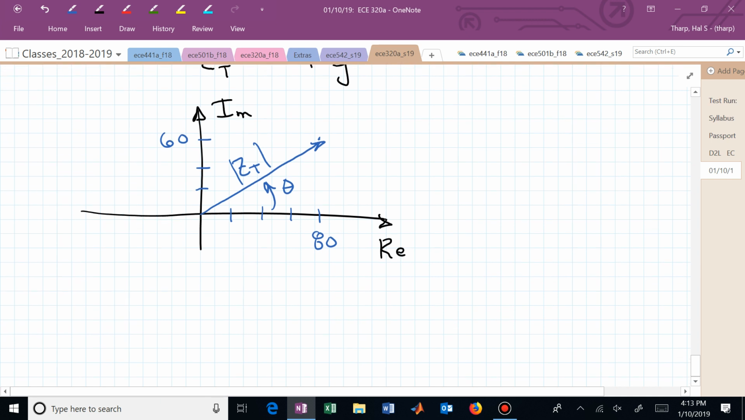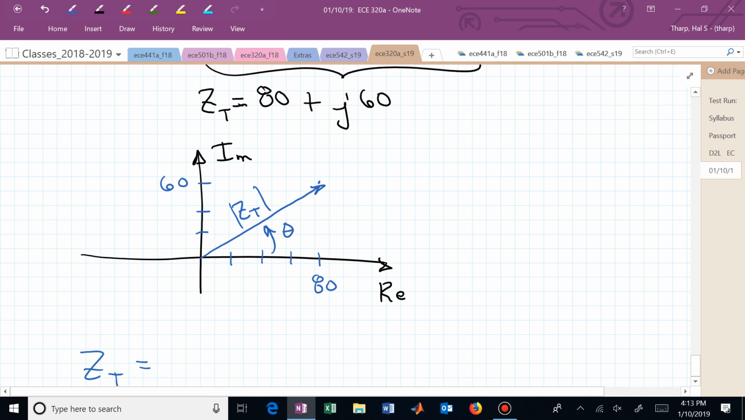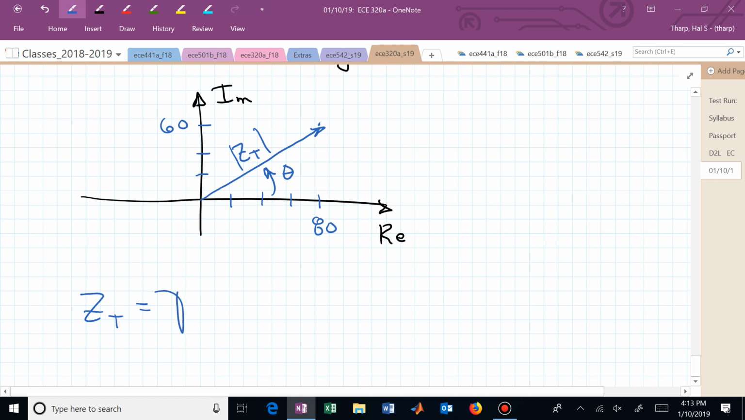And what is Z sub t? That's the hypotenuse of this right triangle. It's actually a 3, 4, 5 triangle, just doubled. If this side is 6, this side is 8, how long is that hypotenuse? Well, one side is 60, the other is 80, so it's going to be 100, isn't it? You could say it's the real part squared plus the imaginary part squared. If you didn't see that, you could do the calculations.